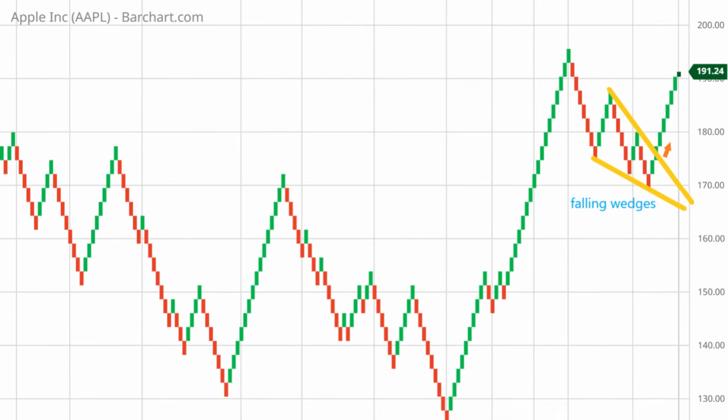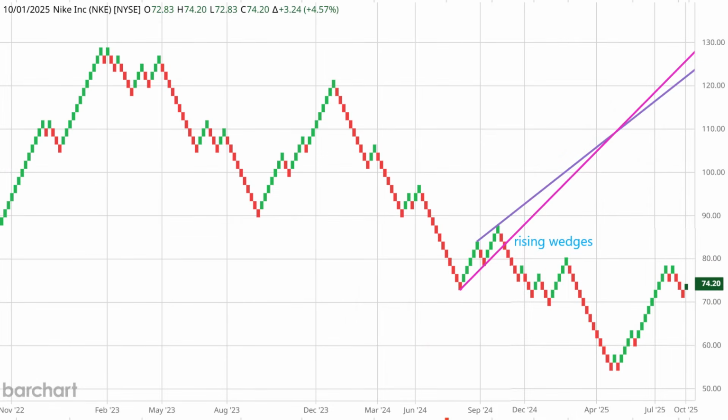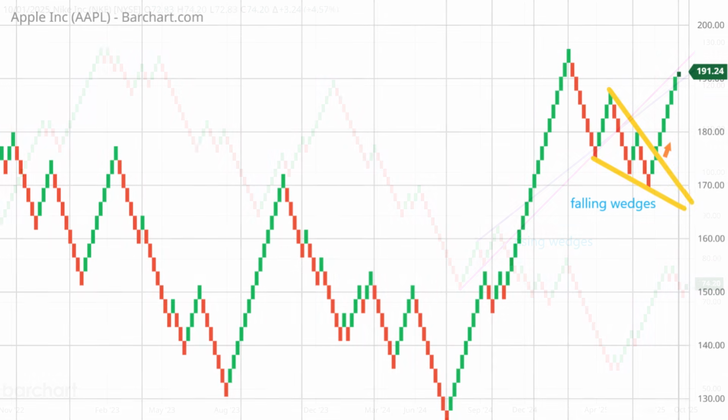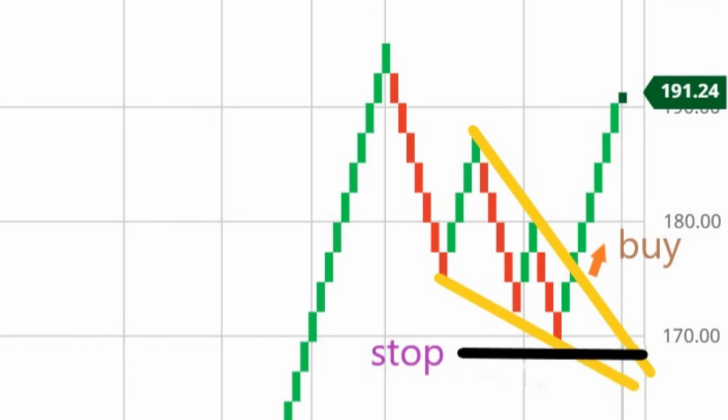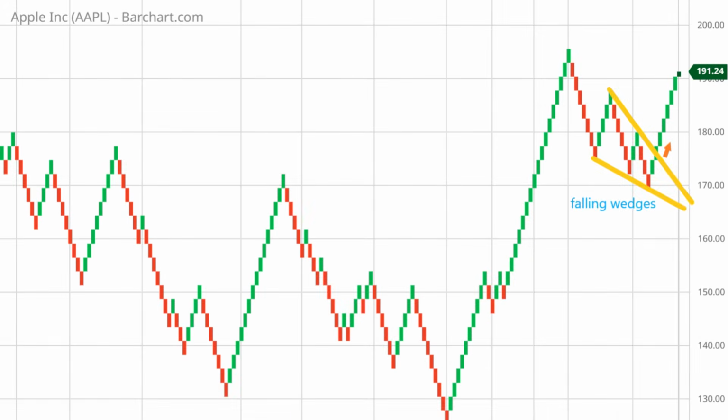Pattern 2, wedges. Falling wedges tend to be bullish, while rising wedges tend to be bearish. Recognition comes from converging swings. For a falling wedge, wait for a breakout above the upper line with a confirmed brick. Stops belong 1 or 2 bricks back inside the wedge. Targets can be conservative, at the last swing, or more aggressive, projecting the wedge's full height. For extra confidence, add momentum or volume confirmation.